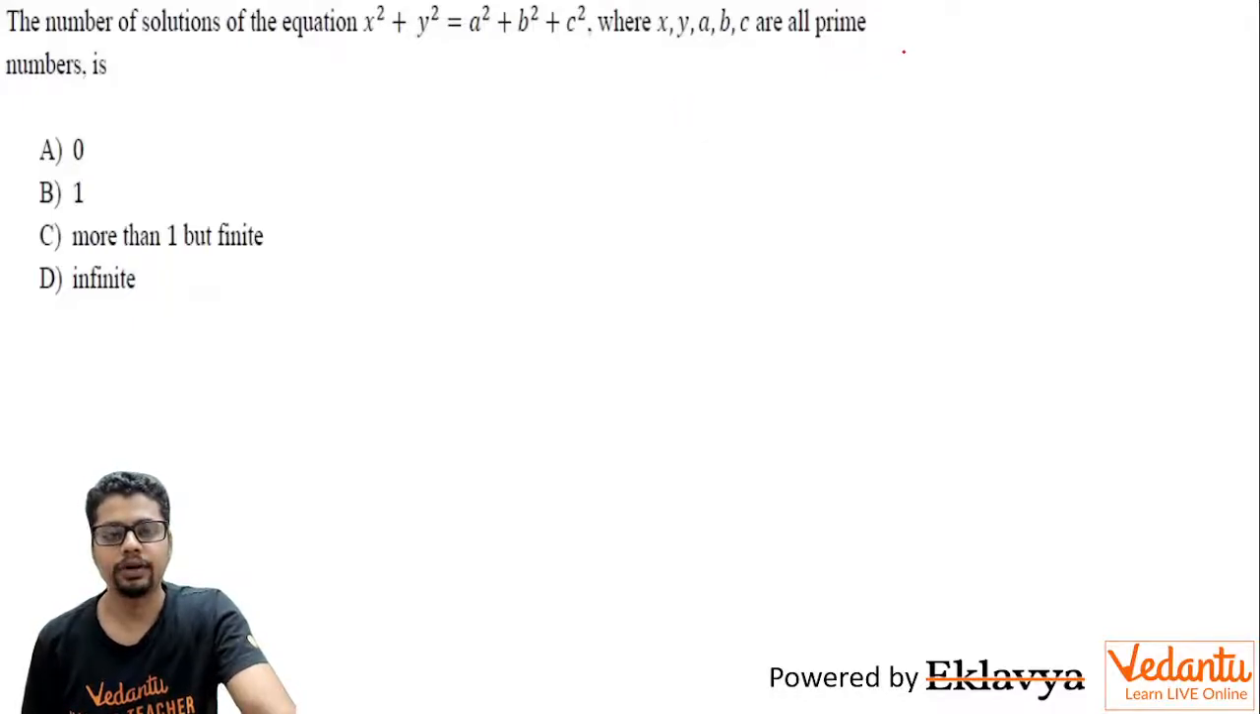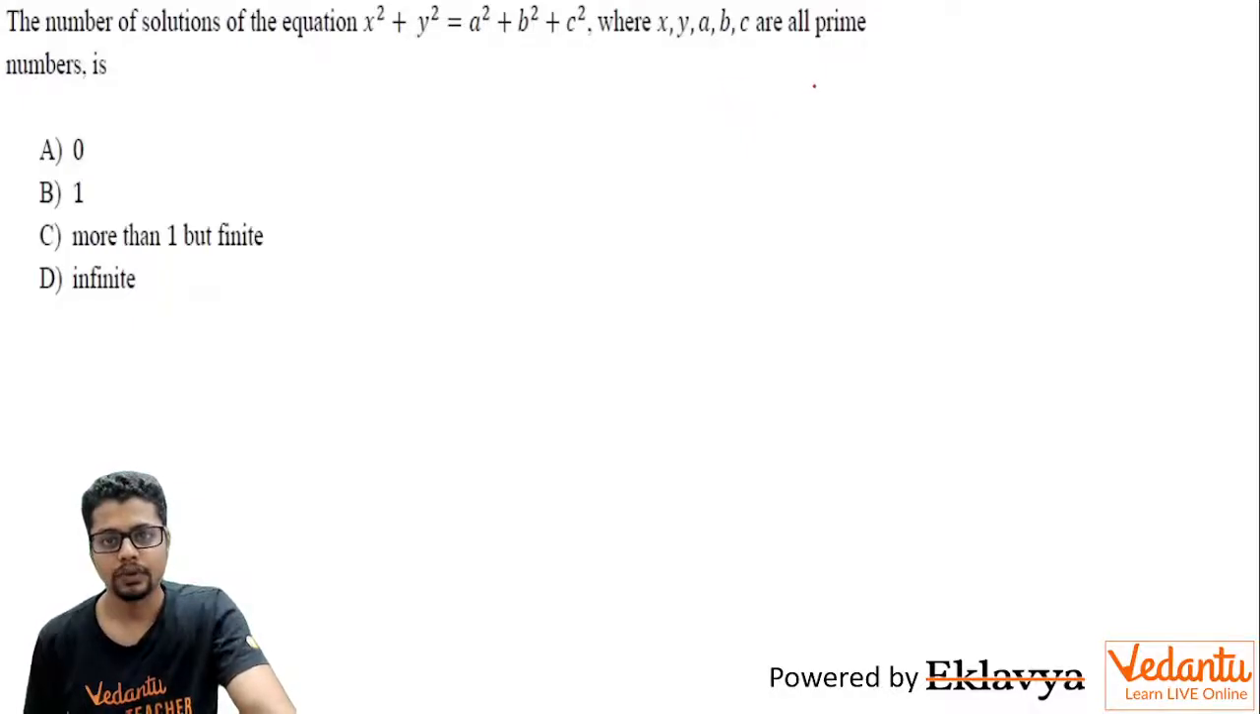Now if x, y, a, b, c, all 5 of them, are odd prime numbers, then the left hand side would be even, because the square of an odd number is odd, so the left hand side would be odd plus odd, even, and the right hand side would be odd plus odd plus odd. So that means x, y, a, b, c all of them can't be odd prime numbers. That means at least one of these 5 values should be the even prime number, which is 2.